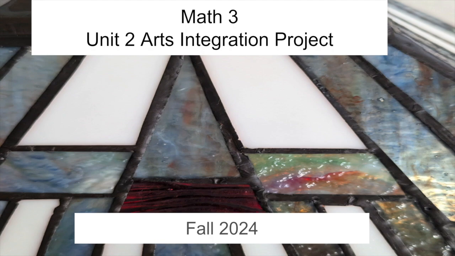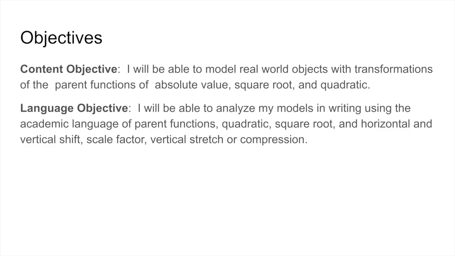My name is Aiden Porras. This is my Math 3 Unit 2 Arts Integration Project of Fall 2024. The objectives were content objectives and our language objective. These explained our main goal for this project.